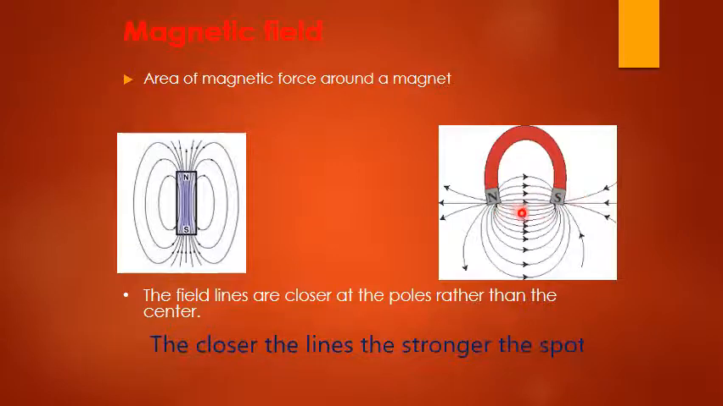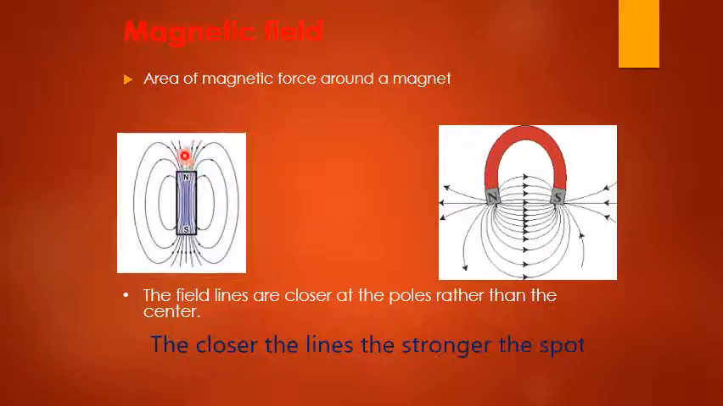As you can see, the lines get really close to each other when they are closer to the two poles. When they get away from the two poles, it's very obvious over here, and start to move towards the center, they start to get away from each other.